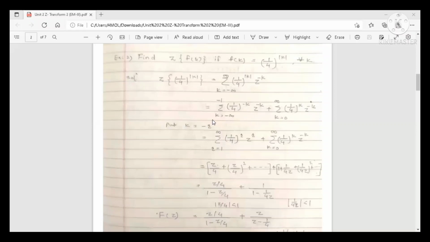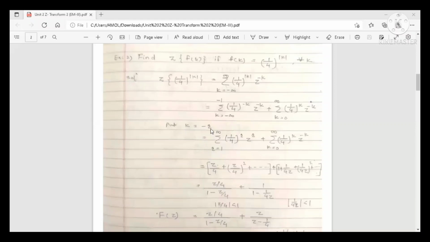Now change the limits of the first summation, k varies from minus infinity to minus 1. When limits are from minus infinity to minus 1, in that case we change the limits because we don't know the value of infinity. And the lower limit is minus infinity, we don't know the value of infinity. So in this case, we always change the limits. And the standard substitution is here, put k is equal to minus r. When k is equal to minus infinity, then the value of r is infinity. And when k is equal to minus 1, r is equal to 1.